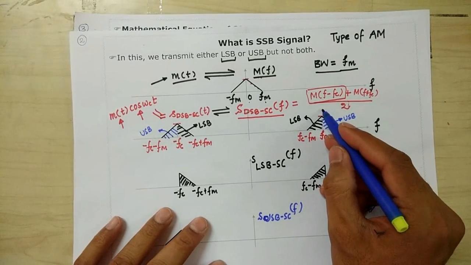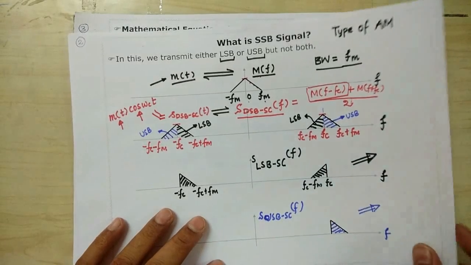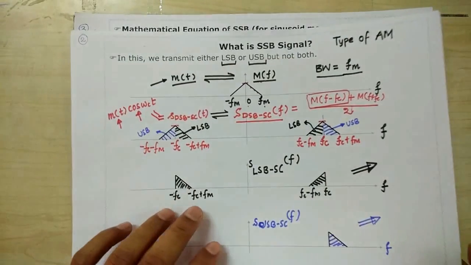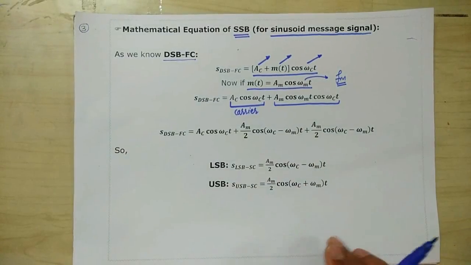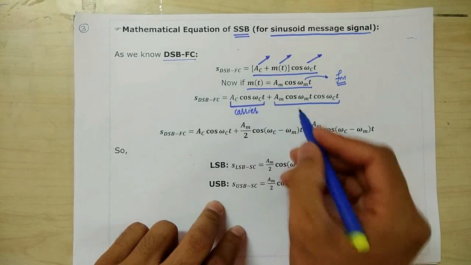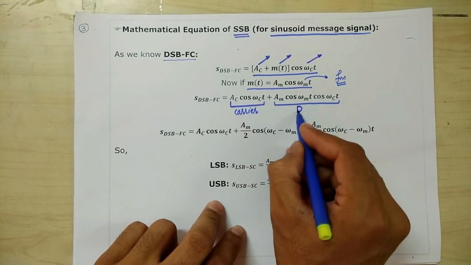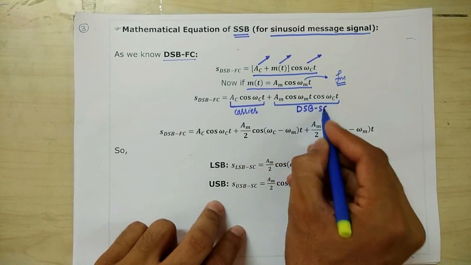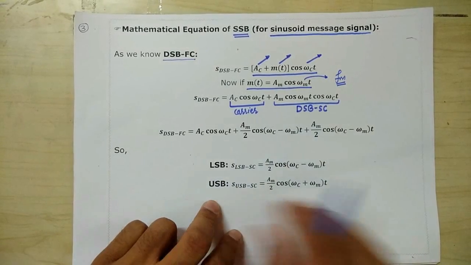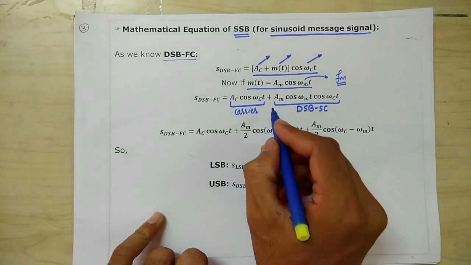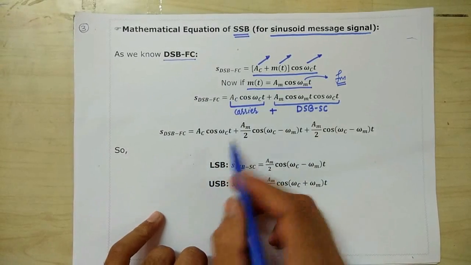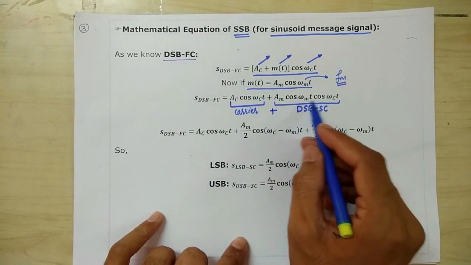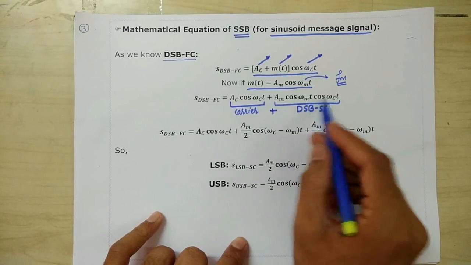If it is a DSB-FC signal, then there will be an impulse at this FC, and similarly at minus FC on the negative side of the frequency. So this is the carrier term, and this is basically my DSB-SC signal. Now this carrier plus DSB-SC is nothing but DSB-FC. If you use the trigonometric identity, we can rewrite this term.